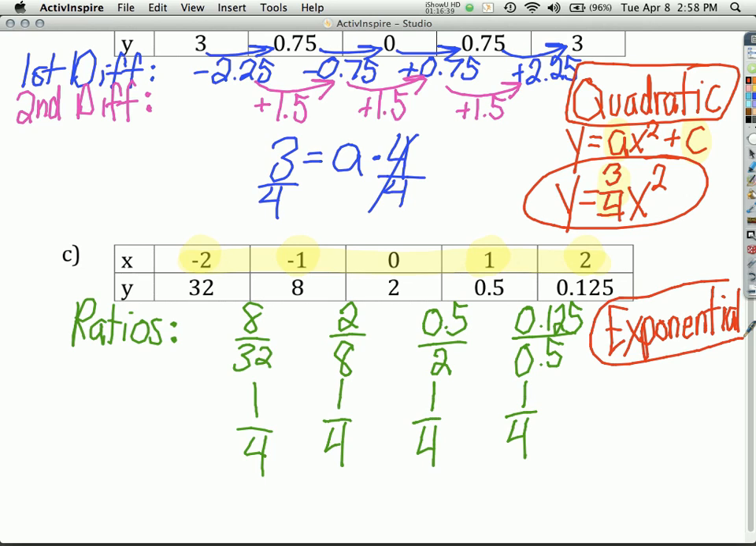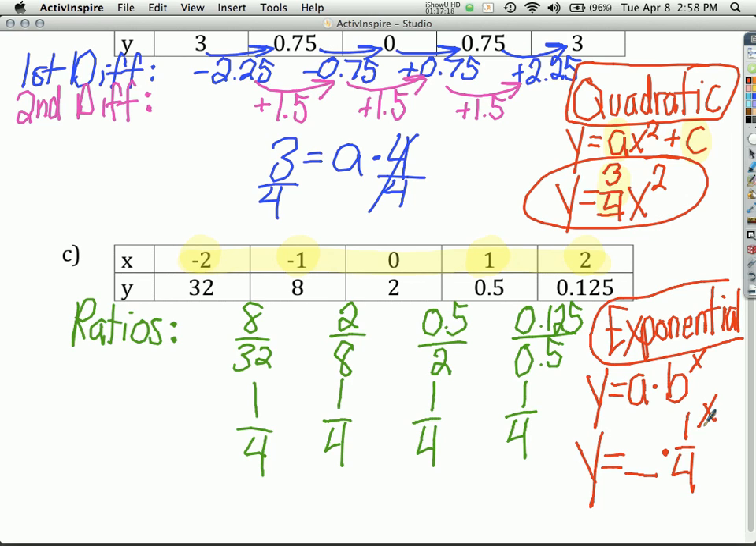Now here's the part that you've never seen before. An exponential function looks like this. Y equals A times B to the x power. I told you earlier that B is different for all three models. And B, for an exponential, is the ratio. So we actually already know most of this. Take this ratio, and that goes in place of B. So we already know it's going to be Y equals something times 1/4 to the x power.